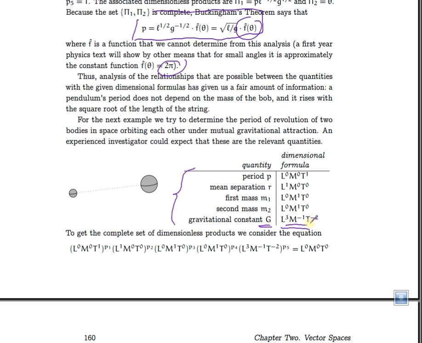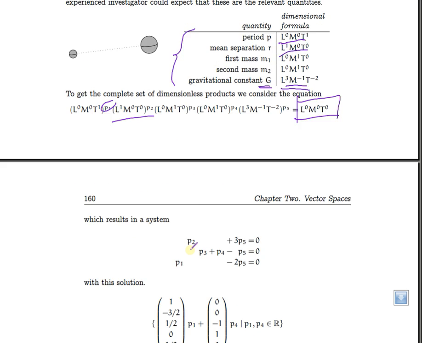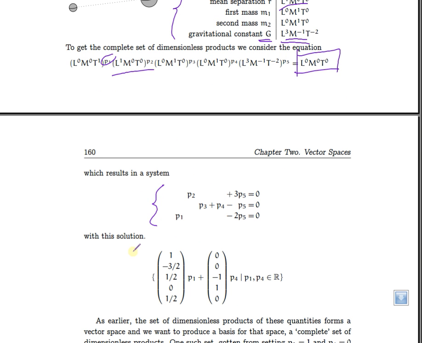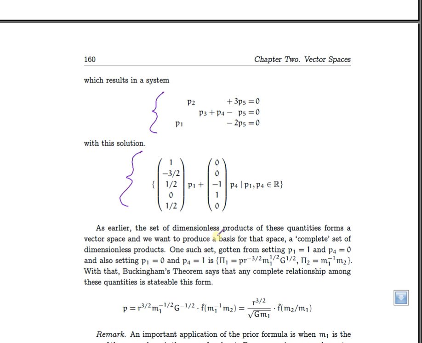Now let's go through the same procedure. We want to construct all possible dimensionless products from these quantities. And we set it up the same way. Take the first one, L to the 0, M to the 0, T to the first, raised to some power. Second one, raised to another power. And we want to end up with a dimensionless quantity. This gives me a system of linear equations for the exponents, which turns out to have this form. Here we have two vectors which represent two dimensionless quantities. Here's the first dimensionless quantity, period times this junk here. Here's the second dimensionless quantity, which is the ratio of masses.